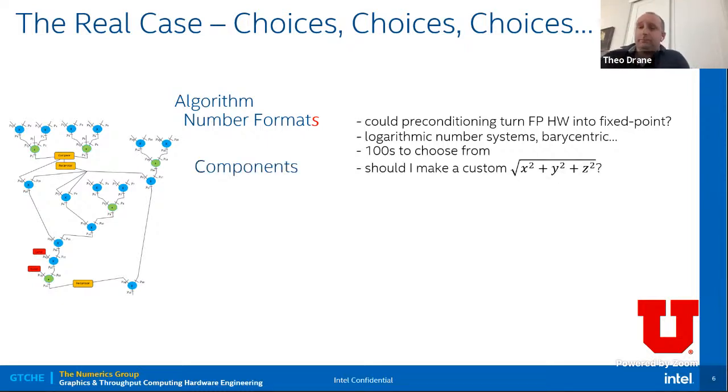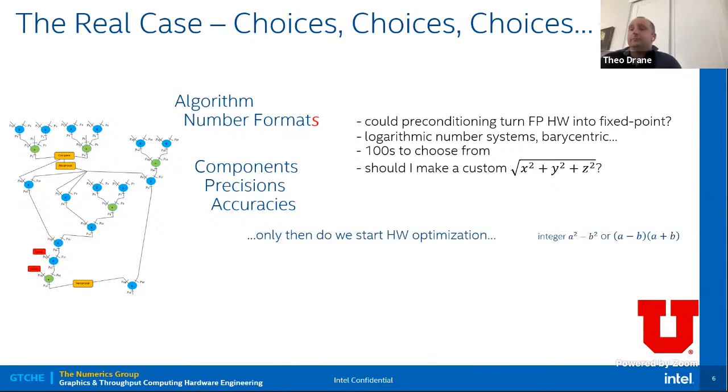And then we can ask for components. We can actually build things that people would love to have. We can build a custom Euclidean norm if we want to. Then we choose precisions. Then we can discuss the accuracy of every operation, and we can build anything we like. And then, only then, do we start doing hardware optimization. So all of that just determines the bit accuracy of what we're doing.